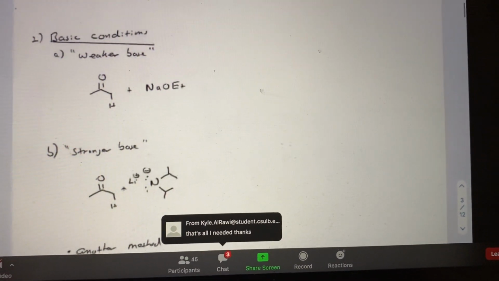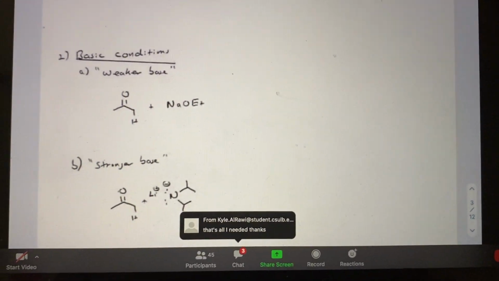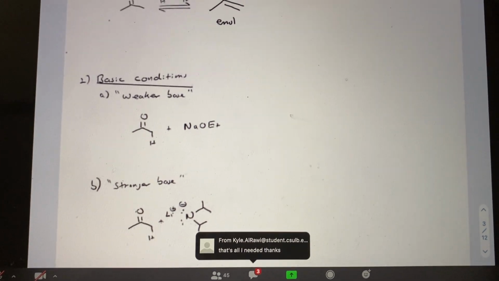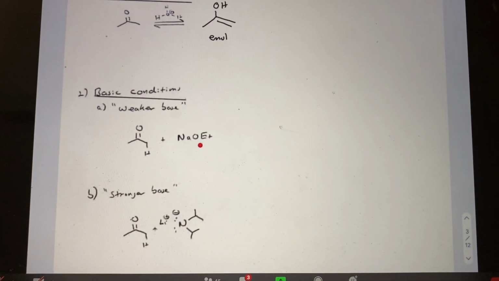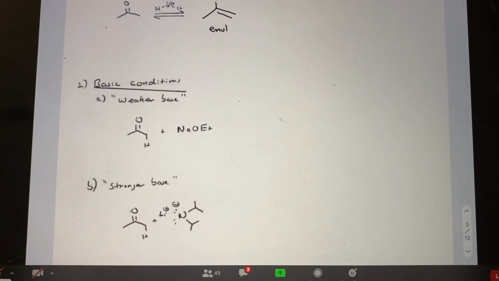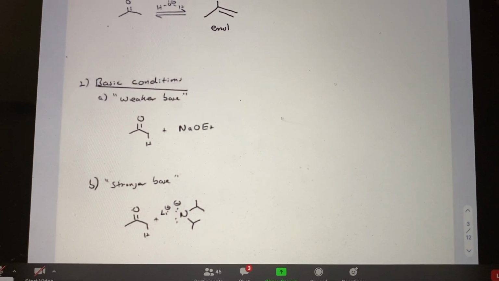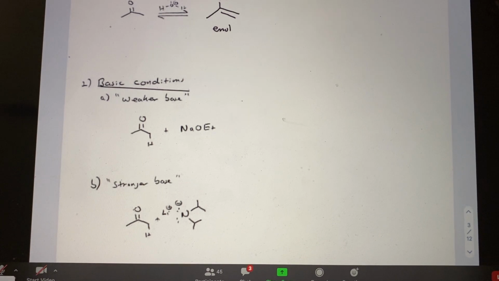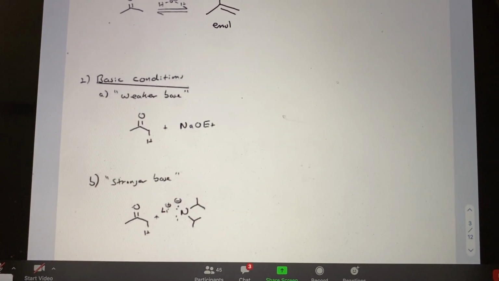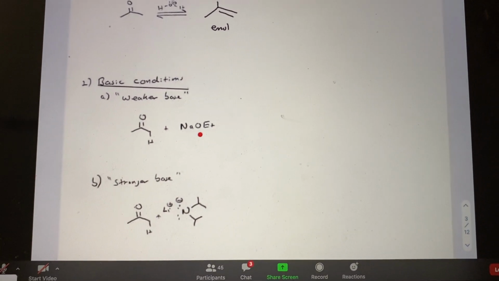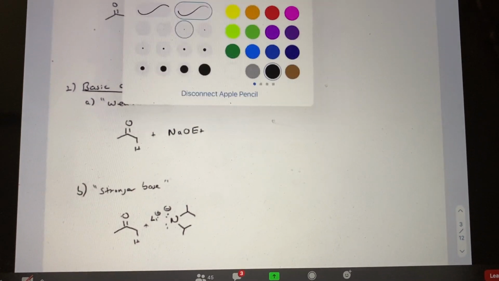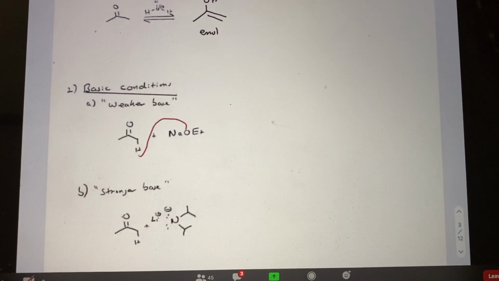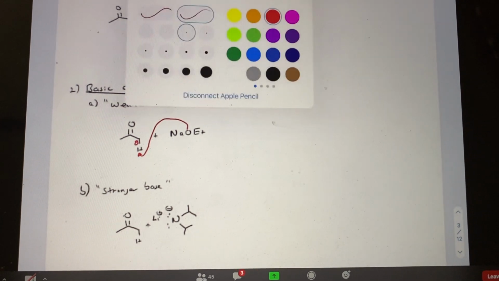So compared to the acidic conditions, for the basic conditions we'll have what we call a weaker base. I say weaker because we've used ethoxide, or hydroxide, OH minus, or methoxide, for example, as a base. The strong versus weak a lot of times depends on the comparison, but this is going to be weaker than the base shown here under letter B. So this base could be used to generate the enolate, just like what we saw before.